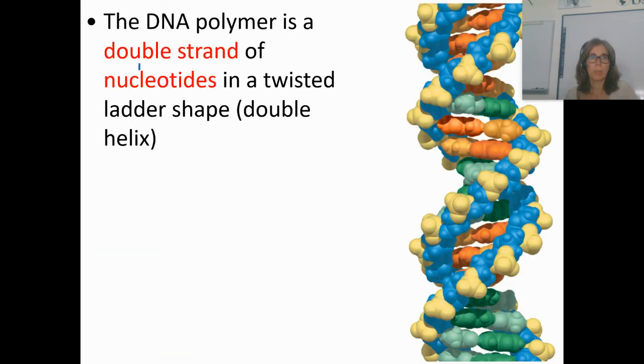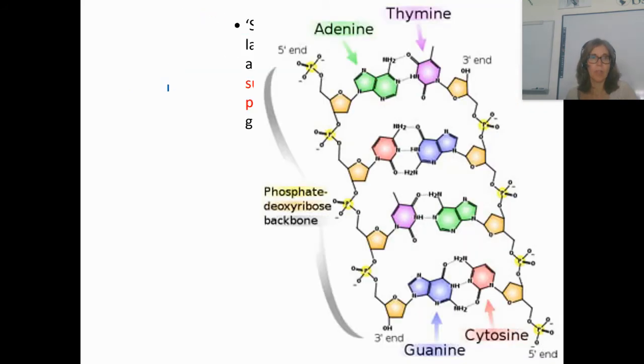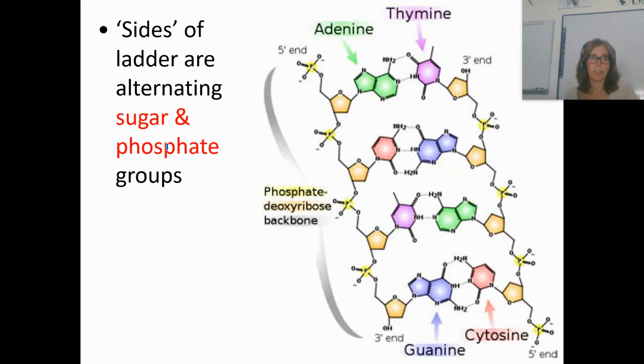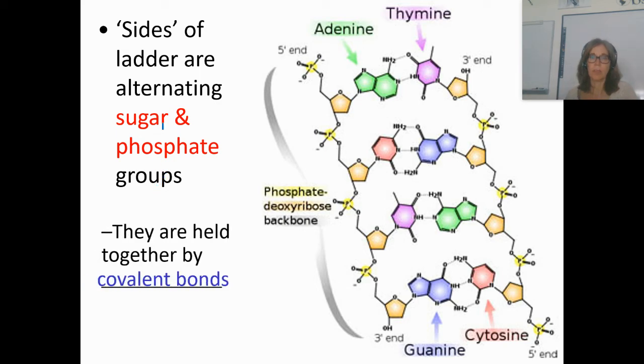So the DNA polymer is a double strand of nucleotides in a twisted ladder shape. It is not always double-stranded. There are viruses that have single-stranded DNA, but most of the time that we're talking about it, you can remember DNA is double-stranded. So the sides of the ladder are alternating sugar and phosphate groups, and they are held together by the strong covalent bonds.